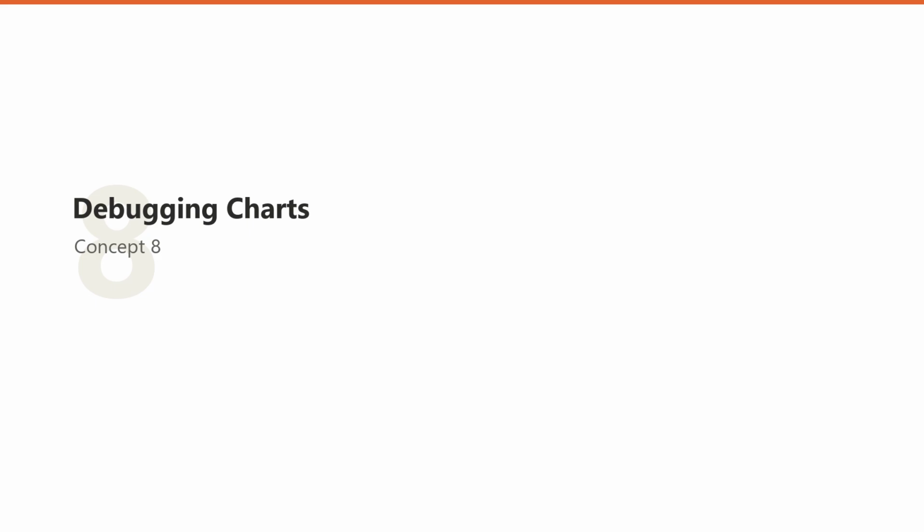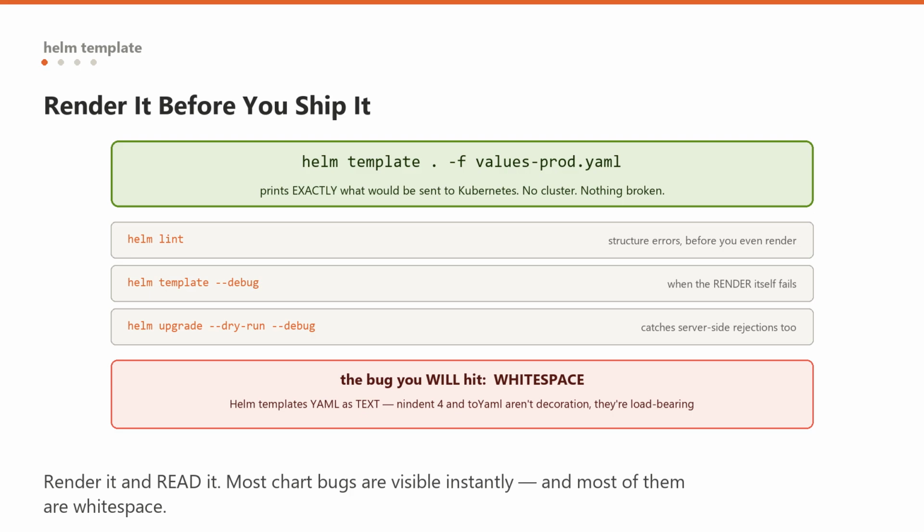Concept 8. Debugging, and the one command that will save you the most time. Here is the single most useful thing in this entire episode. When a chart misbehaves, do not deploy it and squint at the cluster. Render it locally and read the YAML. Helm template with your values prints exactly what would be sent to Kubernetes. No cluster needed, nothing installed, nothing broken. 90% of chart bugs are visible instantly in that output. The value you thought you set is empty, the indentation collapsed, the if block excluded the whole block.